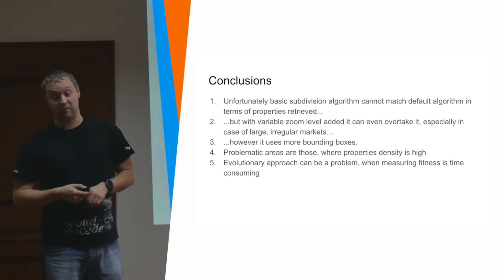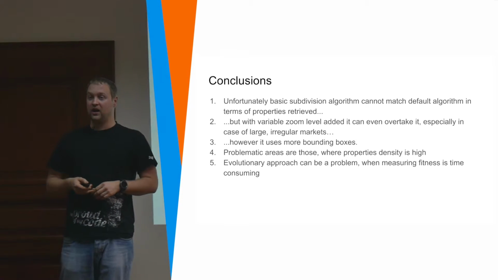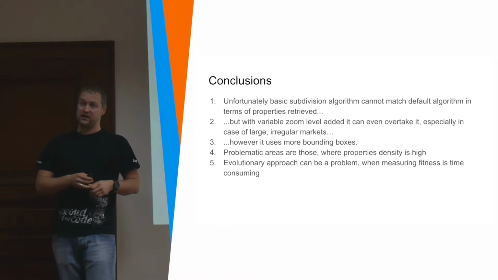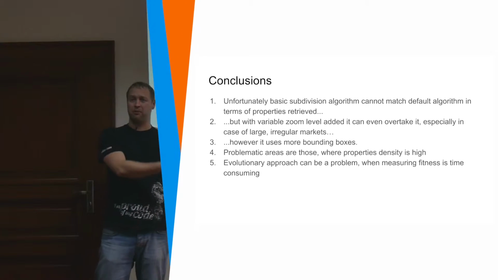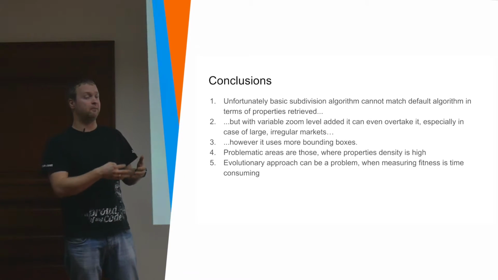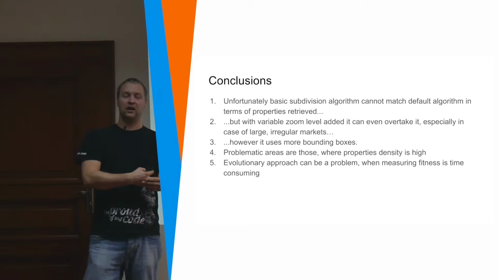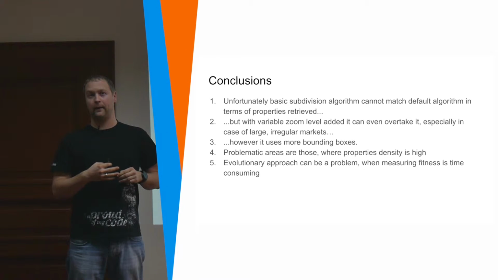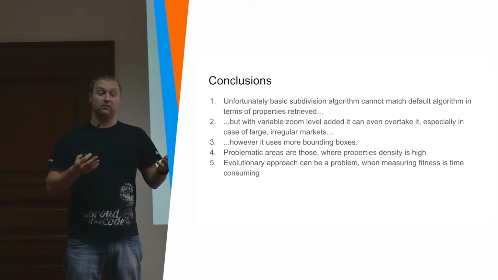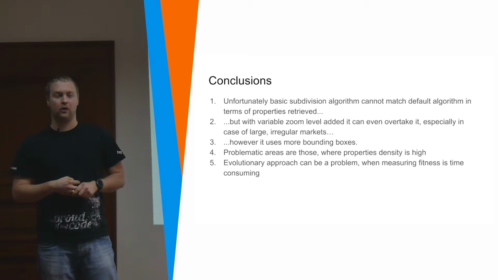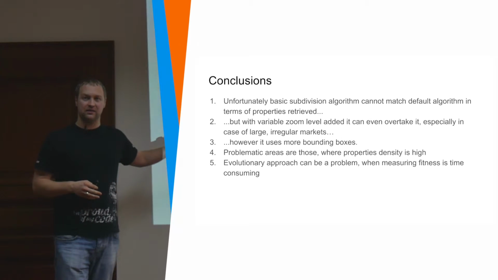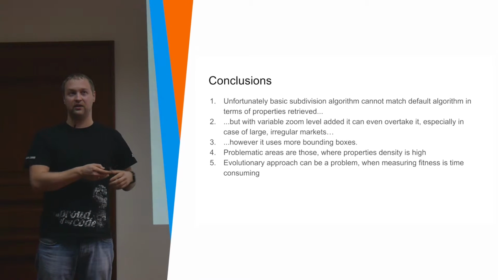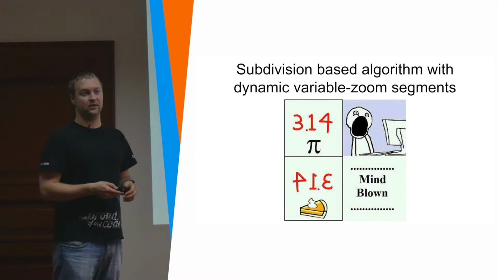Well, and the last remark is that evolutionary approach can be a problem when the thing that we measure is slow, and the API is slow. So we cannot just generate as many populations, as many generations, as many tests, iterations of this algorithm that would result in the best possible solution. So it was okay in our case, and it proved us wrong, but with a different algorithm it would be better, because it would be faster.